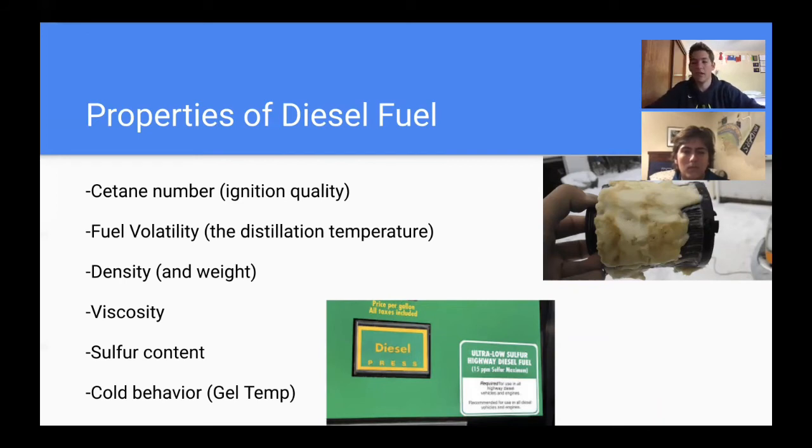And the cold behavior, which is at what temperature does the diesel start gelling. That is because there's usually some water present in the diesel, which then will cause it to gel up or freeze. And the sulfur content is the last property of diesel fuel that's used to measure what kind of diesel it is.